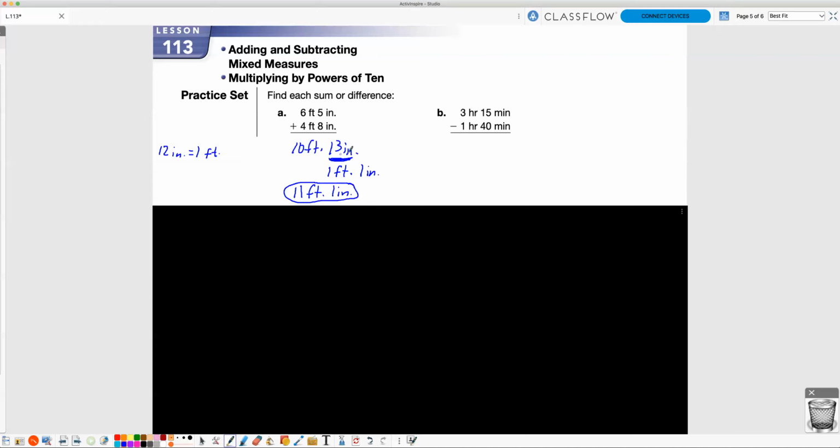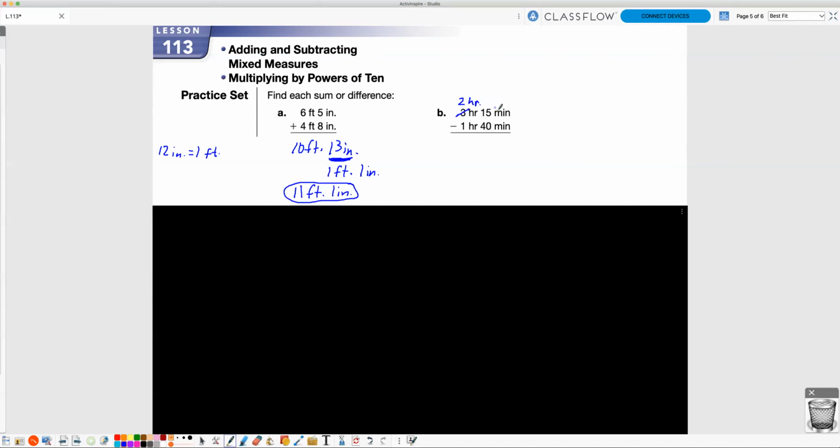All right, here's another mixed measure. 3 hours 15 minutes minus 1 hour 40 minutes. So in this case, I cannot subtract 40 from 15, so I need to borrow. I'm going to borrow 1 hour from this, which will change this to 2 hours.